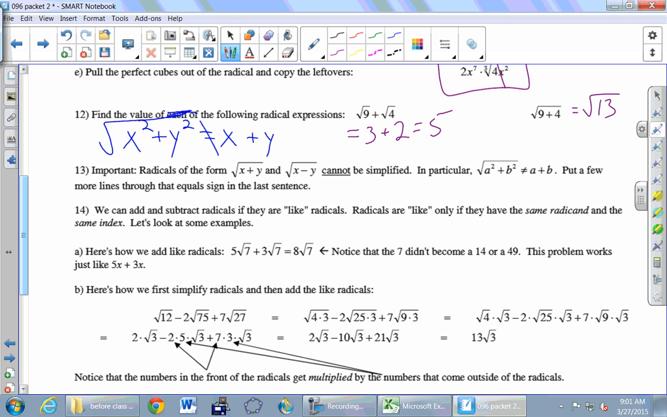Marcy. Not equal. Good. So angrily put some more lines in there, because you're never ever going to write that down because it's just not true. Right? Addition and subtraction we cannot do anything with. Let's go to Kayla for 14.